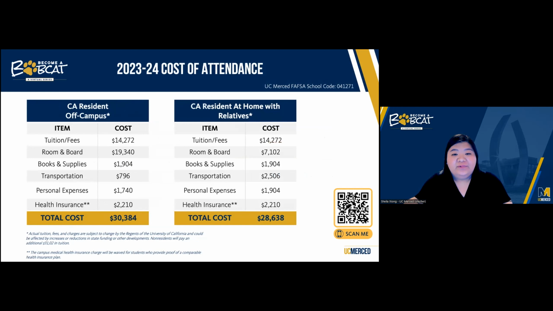On this slide here, we do see a comparison of what it would cost to live off campus and what it would cost to live at home with relatives. Of course, once again, the cost of attendance is an estimate. If you're living at home with relatives or maybe your parents, you might not actually be paying for room and board. So once again, this is just an estimate of what it might cost you to live off campus or at home with relatives for an academic year. All right, we're going to move on to the next slide.